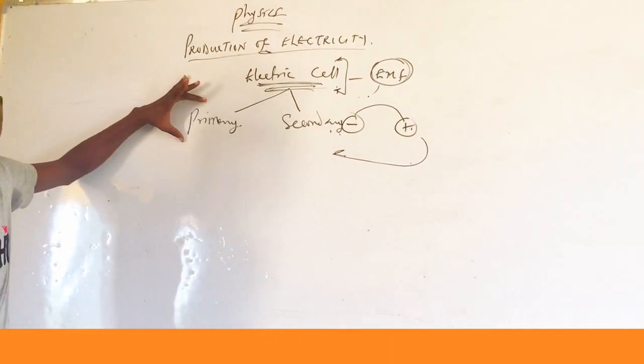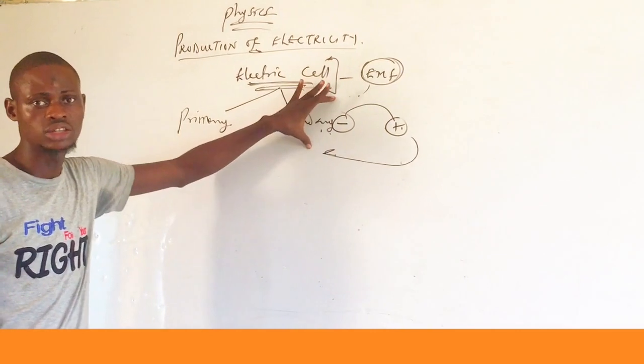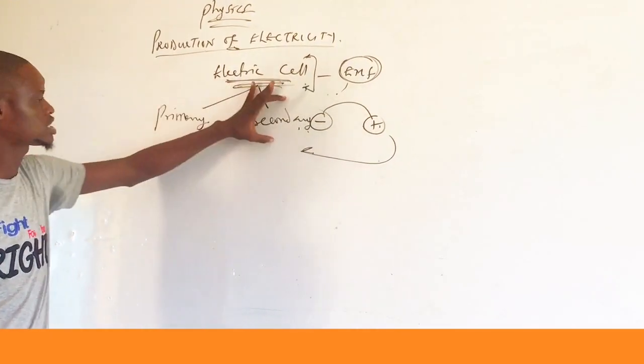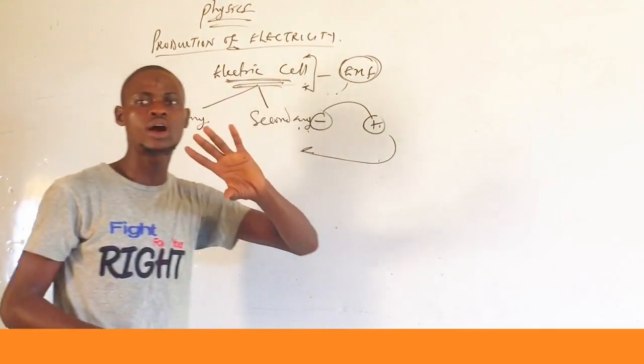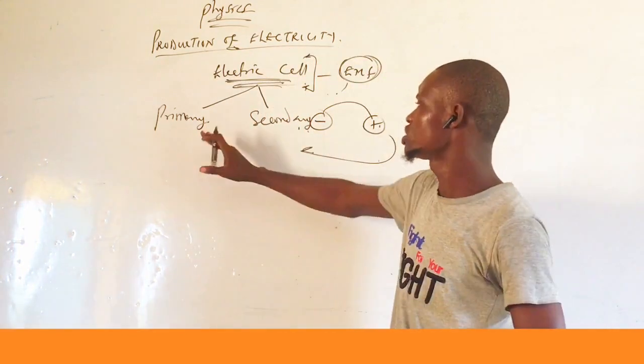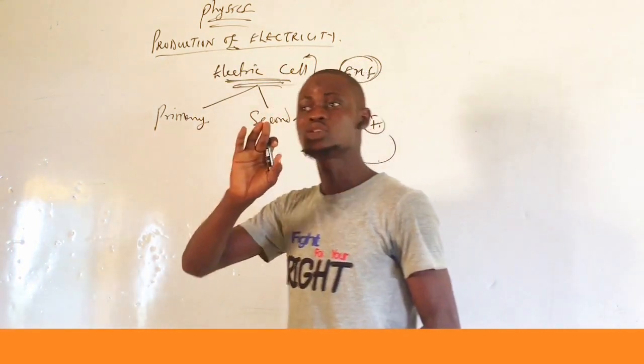Now, these are the two types of cells that we can use to produce electric current. We can have a primary cell, and we can have a secondary cell. Questions are always set in JAMB on these two types of cells, majorly their usage.